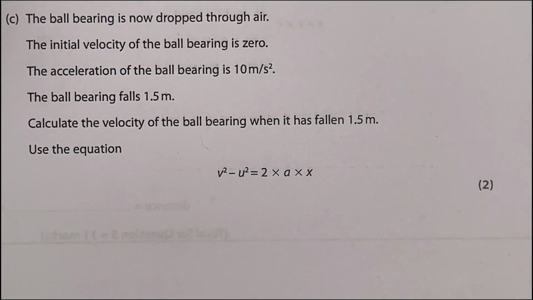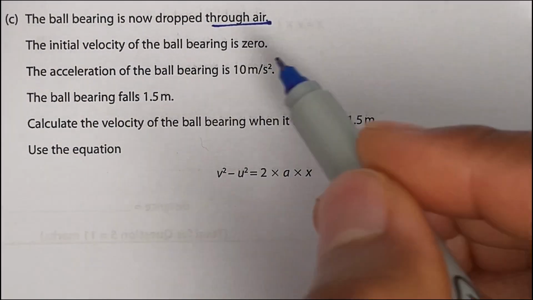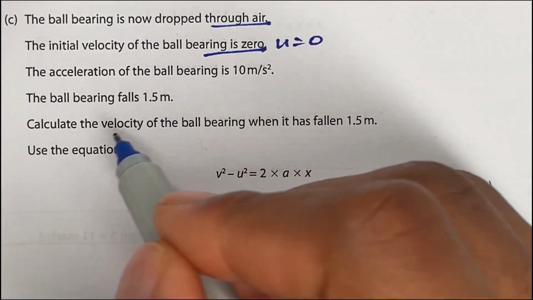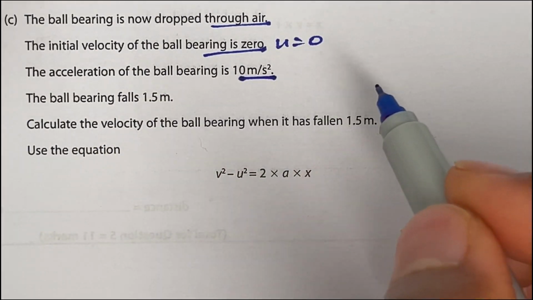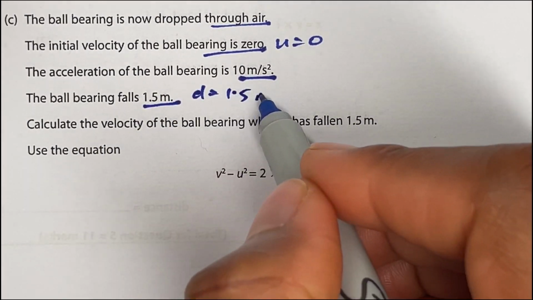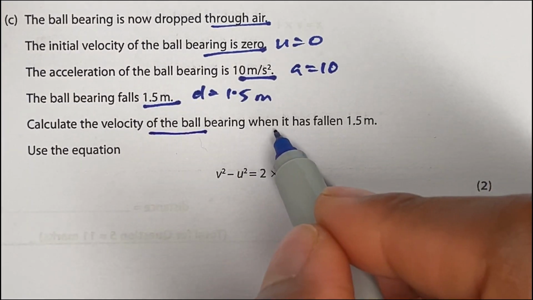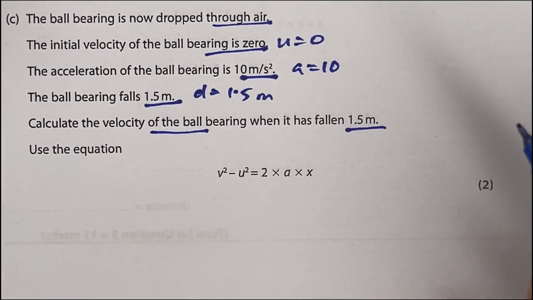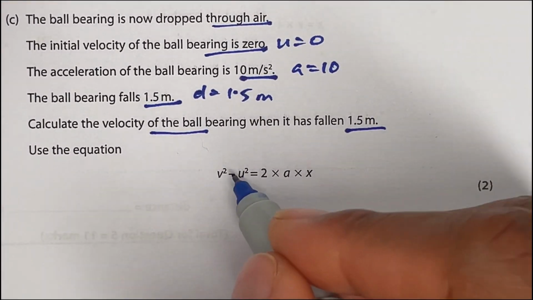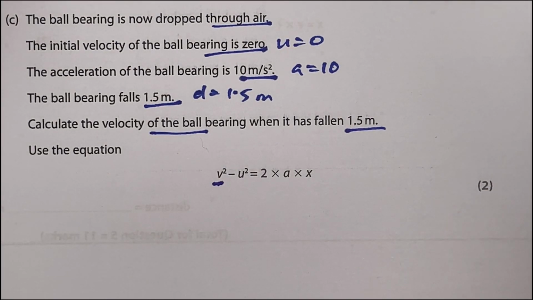The ball bearing is now dropped through air. The initial velocity of the ball bearing is 0, so u is 0. Acceleration of the ball bearing is 10 meters per second squared. Distance is 1.5 meters. Calculate the velocity of the ball bearing when it falls 1.5 meters. Velocity of the ball bearing, so I'm looking for v.